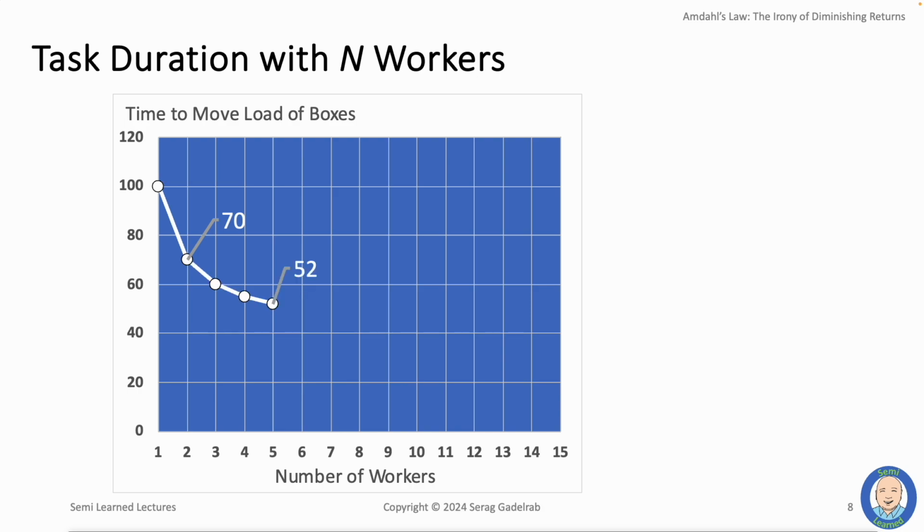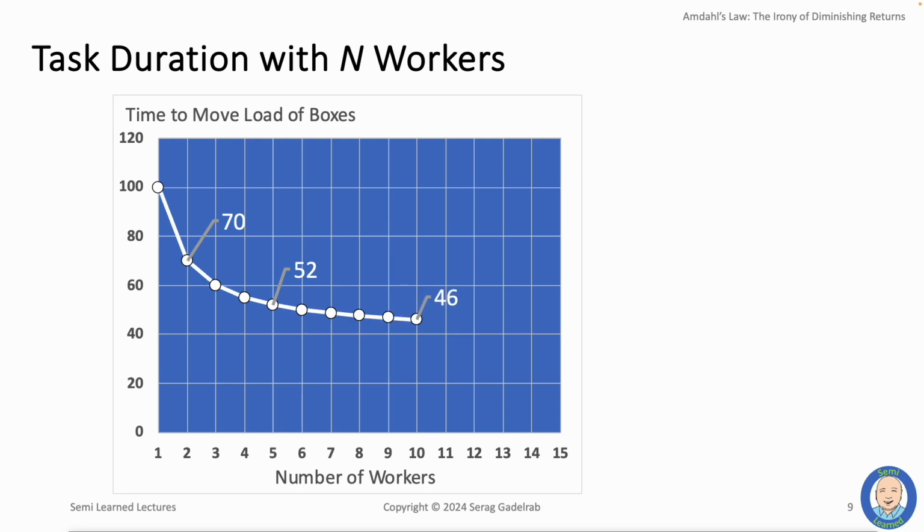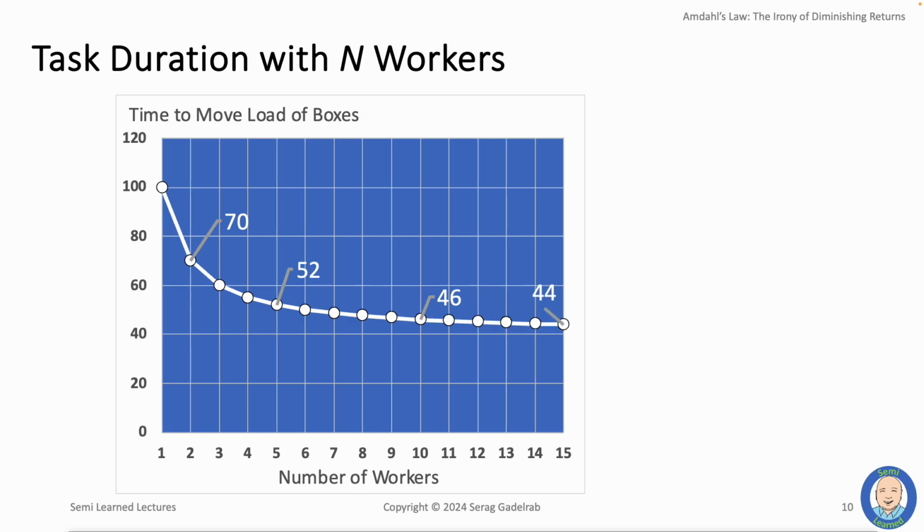By the time we have 5 parallel workers doing the loading and the unloading together, we are barely down to 50% of the original duration of time. And if we boost the number of workers to 10, we only get to 46% of the original time. And if we further boost the number of workers from 10 to 15, we only get a meager 2% additional reduction in the overall time, to 44 minutes.